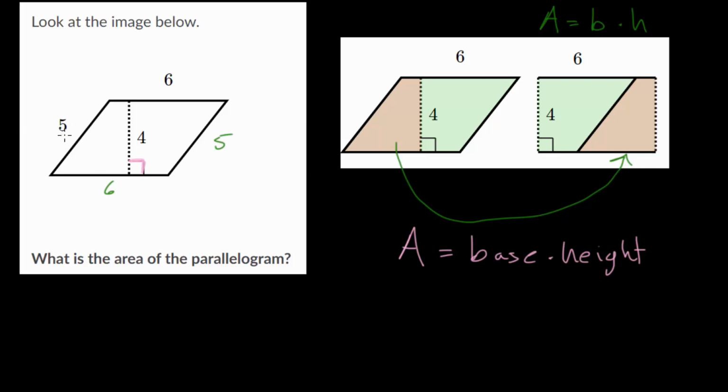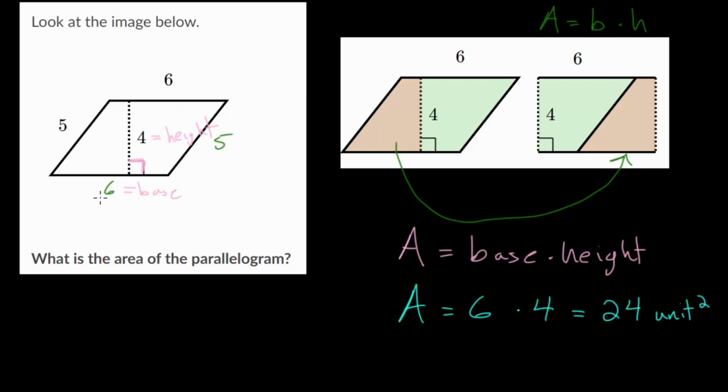So this side length of 5, this will not be used for finding the area because it's not perpendicular to either the base or this vertical height here. So we can label this as the base, and this length of 4, this is the height of our parallelogram. So when finding the area, we just plug those in. Our base is 6, and our height is 4. And so the total area, how much flat space this parallelogram takes up, is 24, and we'll have square units since it wasn't specified what the unit is.